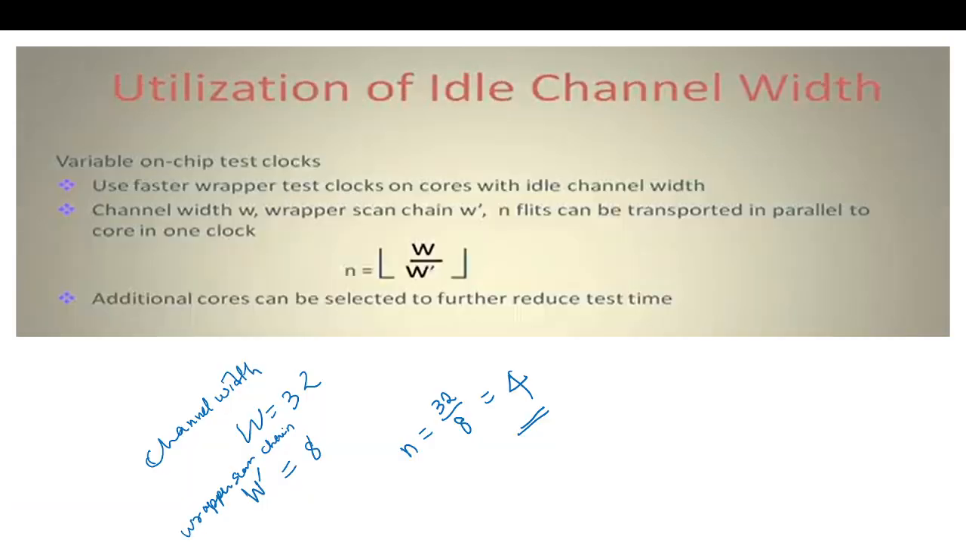Utilization of the ideal channel width, variable on-chip test clocks. Use faster wrapper test clocks on ports with ideal channel width. With channel width W and wrapper scan chain W dash, flits can be transported in parallel to the core in one clock cycle. Additional cores can be selected to further reduce test time.